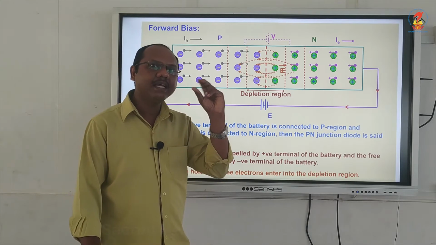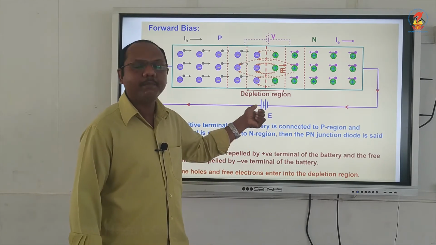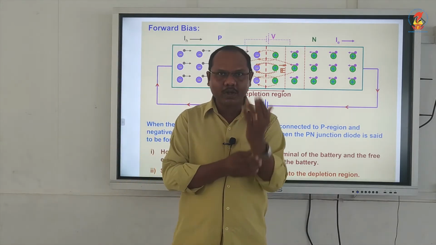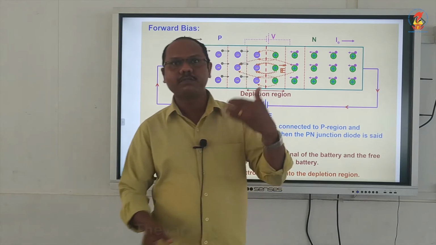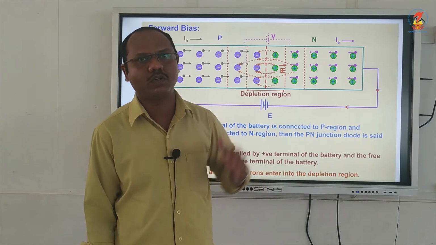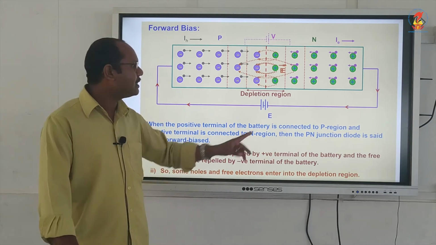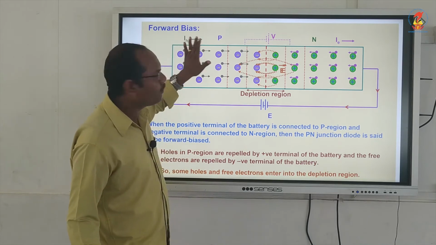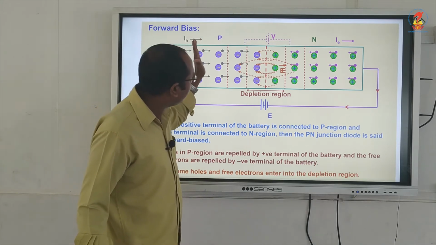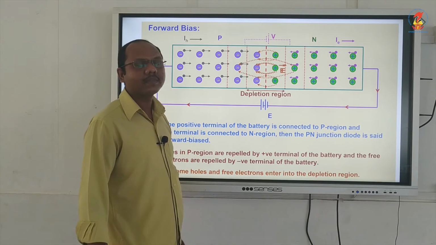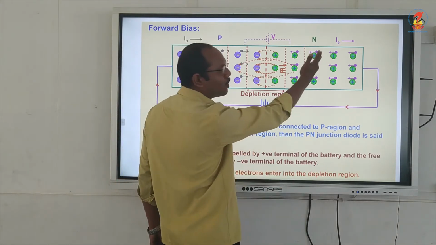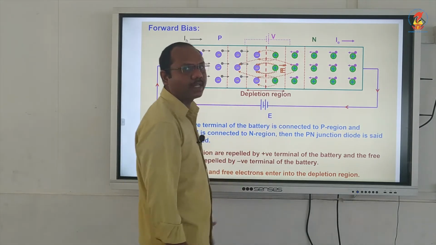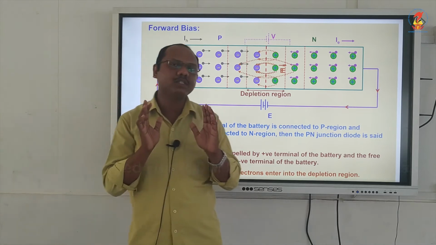So as we increase the applied voltage slowly, from 0.1 volt, 0.2 volt, 0.3 volt, 0.4 volt, and so on, the holes from the P side are repelled and move towards the junction. Similarly, electrons from the N side will move towards the junction. As a result, what will happen to the depletion region?